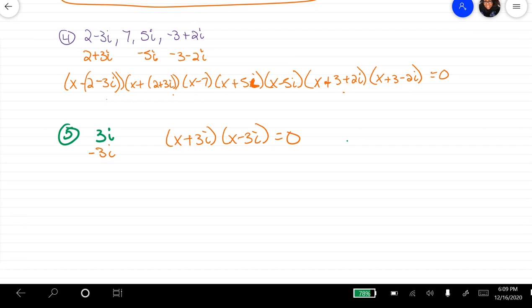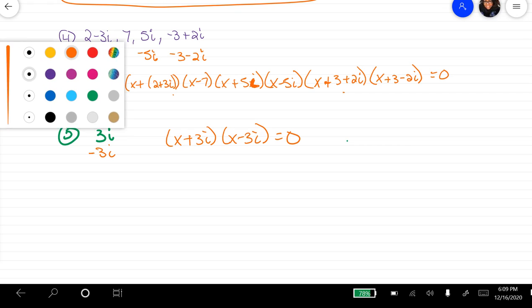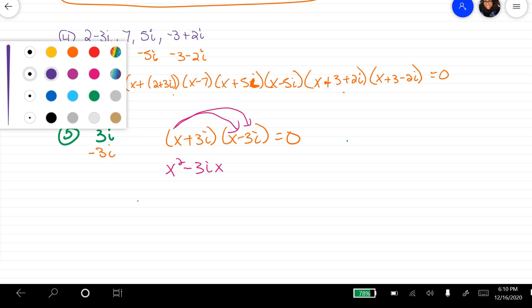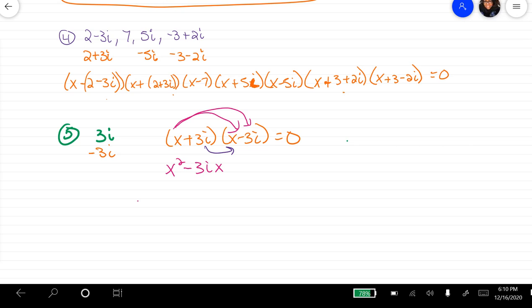If you were trying to solve this, you would have gone backwards. You would have distributed the x times x gives us x squared. X times negative 3i is negative 3ix. Then I would have distributed the 3i again. 3i times x is positive 3ix. And then 3i times a negative 3i is going to be negative 9i squared. Now, that's equal to 0.